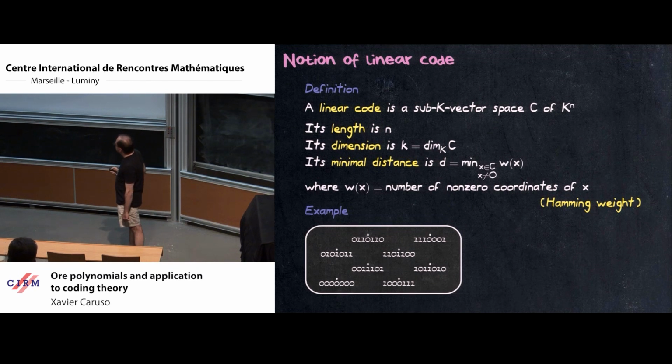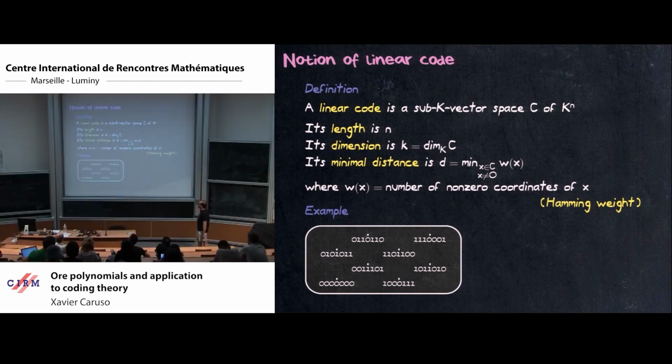And it has a minimal distance 4, I think, because each non-zero element of this code has four 1s and three 0s. Actually it's even better. The weight of any non-zero element is 4, and so the minimal distance is also 4, of course.